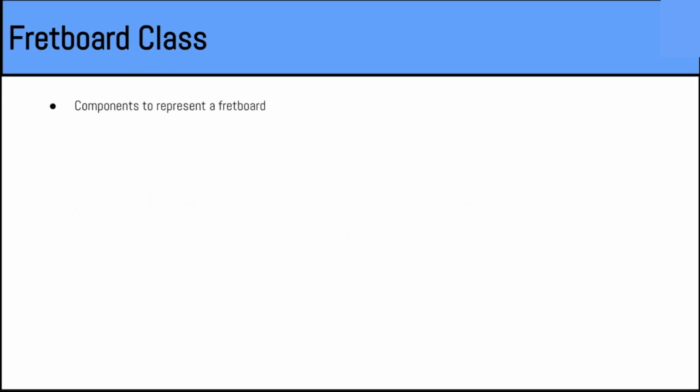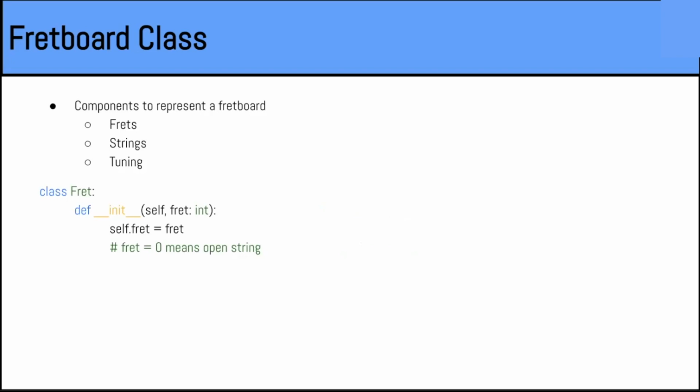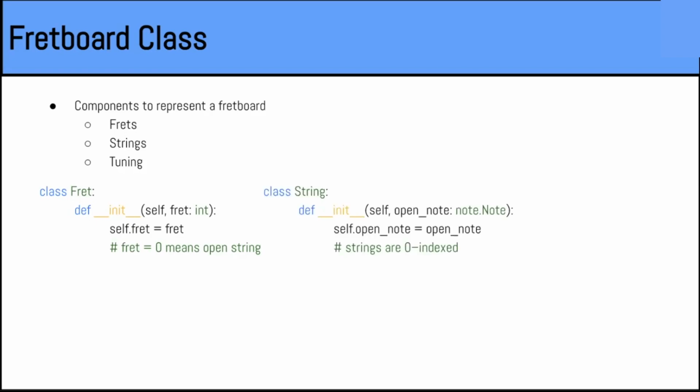So we're going to be defining a fretboard class, which is what we use to represent a fretboard. The fretboard class has components of frets, strings, and tuning. First of all, we have the fret class. We use fret equal to 0, meaning open string, and the usual 1, 2, 3, 4. And then the string class, which is used for the strings on a fretboard, where we use 0 indexing.